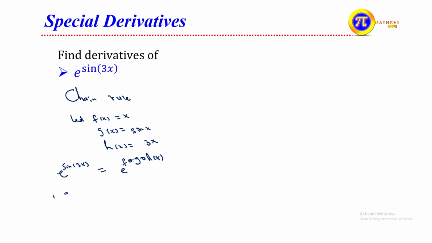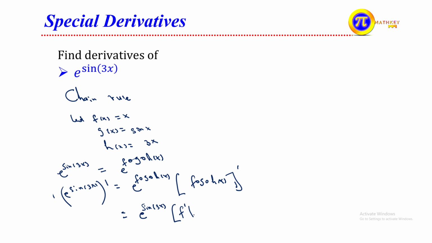So this implies that the derivative of e to the power of sine 3x is equal to e to the power of what? f of g of h of x times the derivative of f of g of h of x. That means g of h of x means sine 3x. Then e to the power of sine 3x times f derivative at g of h of x, using the chain rule, times g derivative at h of x, and then finally h derivative at x.